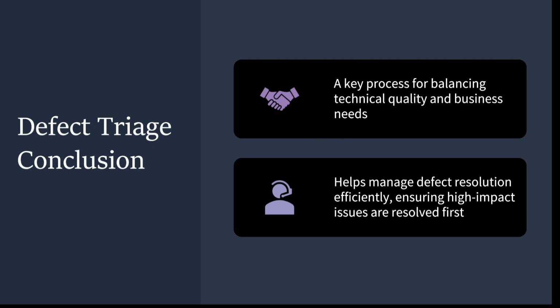So what is the conclusion of this video, guys? Defect triage is a key process for balancing technical quality and business needs. It also helps manage defect resolution and efficiency, ensuring that high impact issues are resolved first. That way, we can create a proper mechanism, take responsibility, and fix the most critical defects as soon as possible, guys. I hope this video is helpful for you guys.